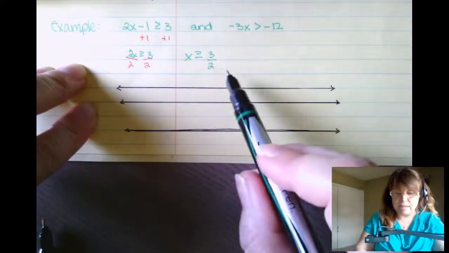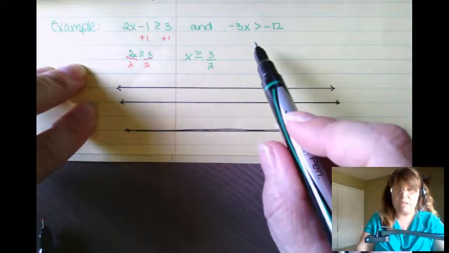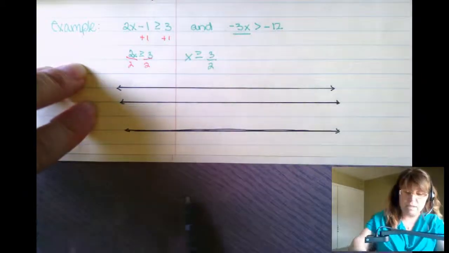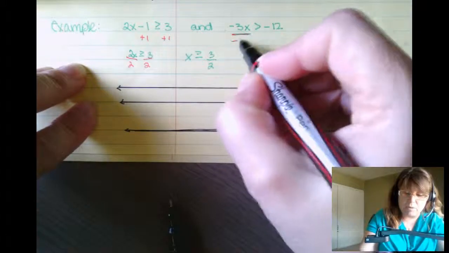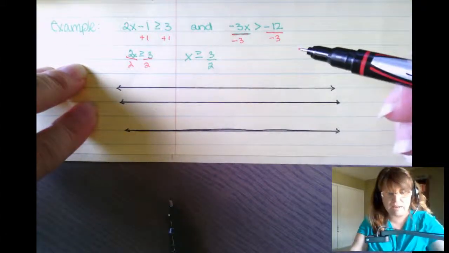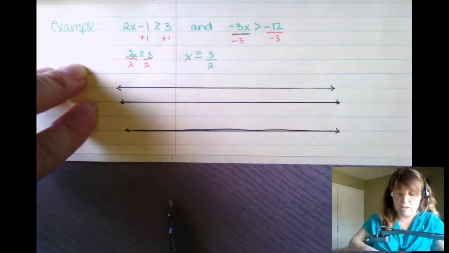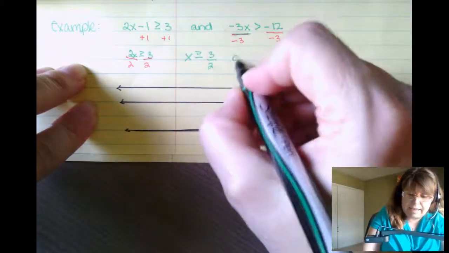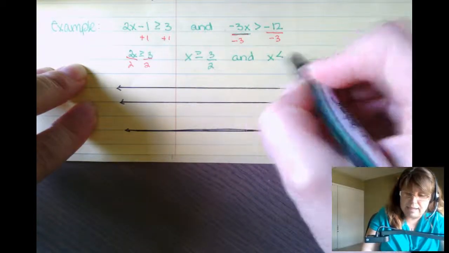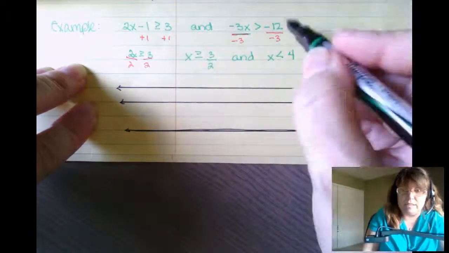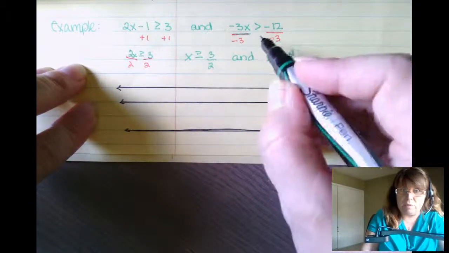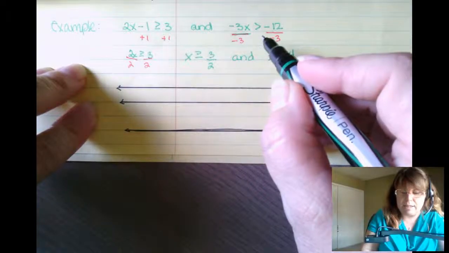And for the second portion of the inequality, I'm going to divide by -3 on both sides. And because I'm dividing by a negative, I need to flip the sign. So it's and x is less than 4. Negative over a negative is a positive, and because we divided by a negative, we flip the inequality sign.